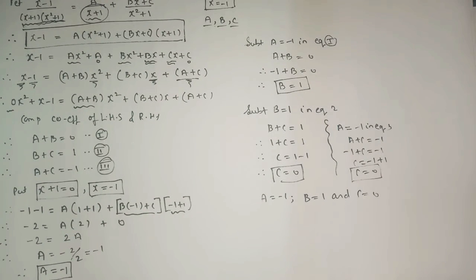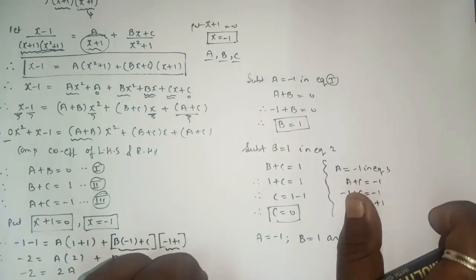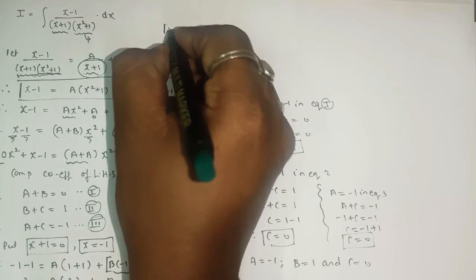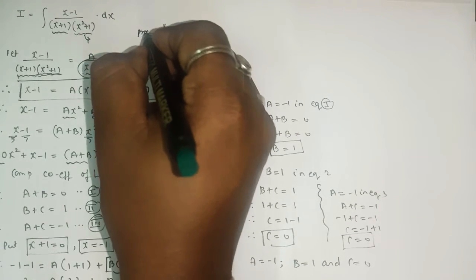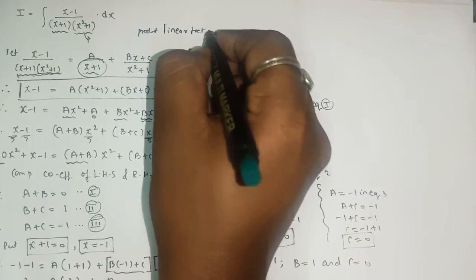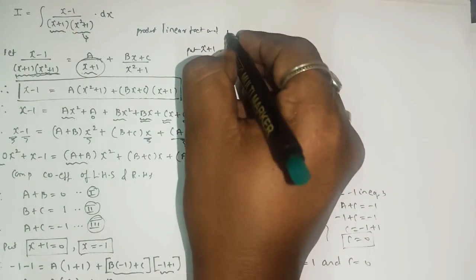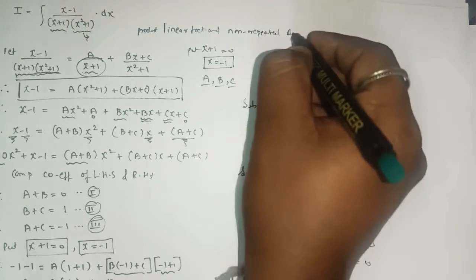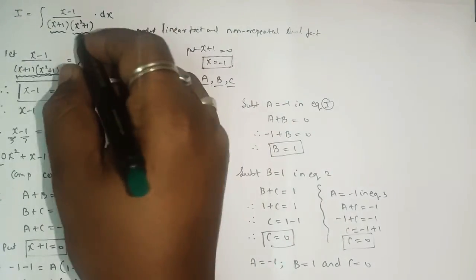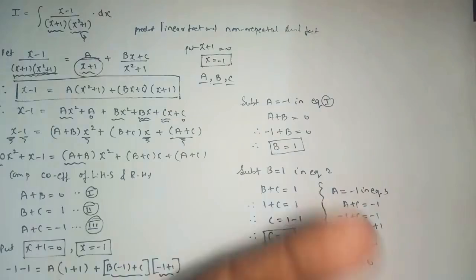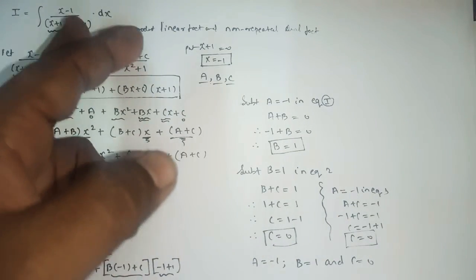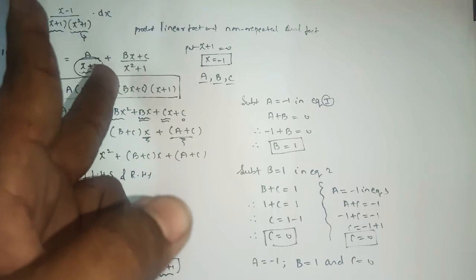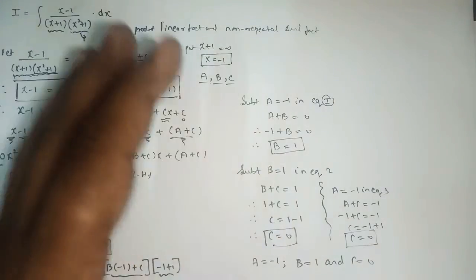Okay, got the point? So we know that whenever a denominator is expressed as a product of one linear factor and a second, non-repeated quadratic factor, this quadratic factor we cannot factorize further. Remember this, okay? We cannot split or solve this quadratic factor by using any other method. It will be same as it is.